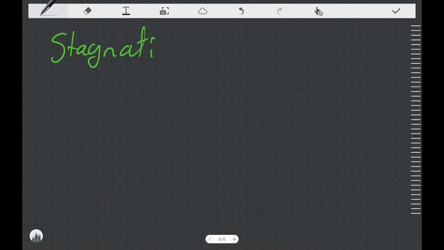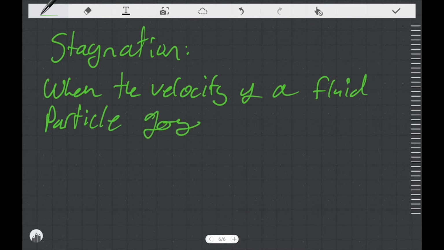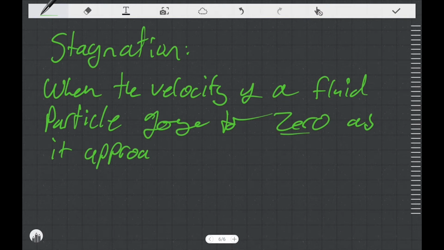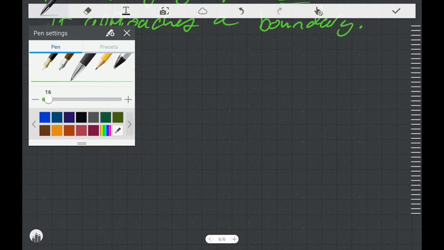The last topic that we need to learn before we're ready to draw our airflow diagrams is the idea of stagnation. So what is stagnation? Stagnation is when the velocity of a fluid particle goes to zero as it approaches a boundary. To give you a sense of why stagnation is important and to show you how to represent it on a streamline diagram, I'm going to show you a couple examples.